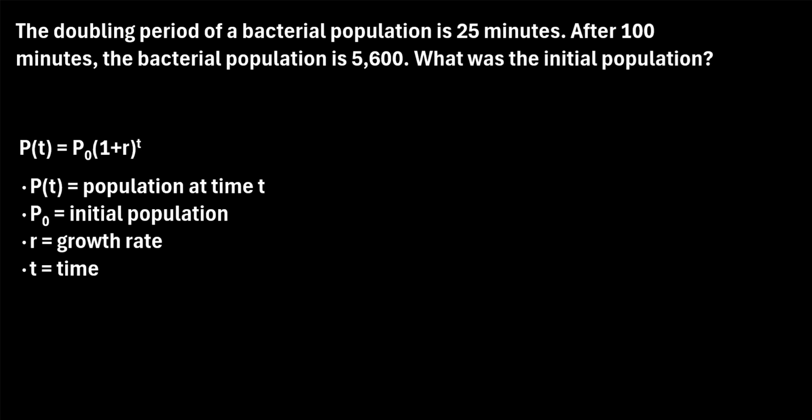We are told the doubling period of a bacterial population is 25 minutes. After 100 minutes, the bacterial population is 5,600. What was the initial population?